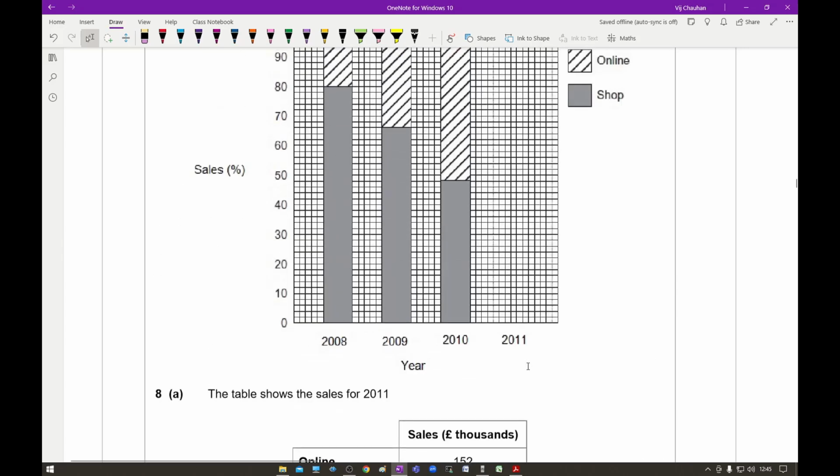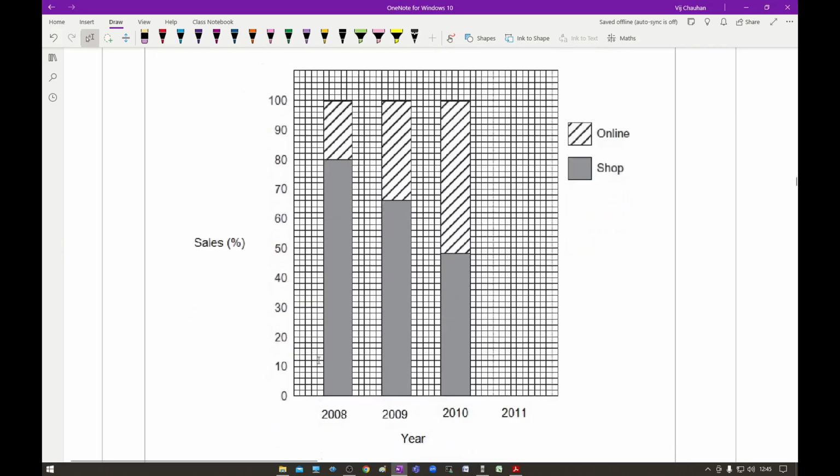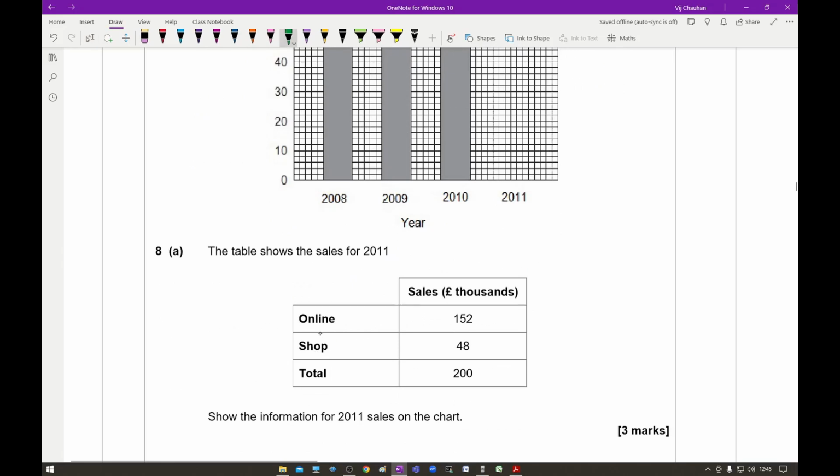So for this, we can see that the vertical scale is looking at percentages. So what I want to do is convert these two amounts, the online sales and the shop sales, into a percentage. So let me have a heading of percentage. To work out this percentage, I need to take the number of online sales, which is 152, divide that by the grand total, which is 200, and multiply that by 100, in which I'll get an answer of 76%.